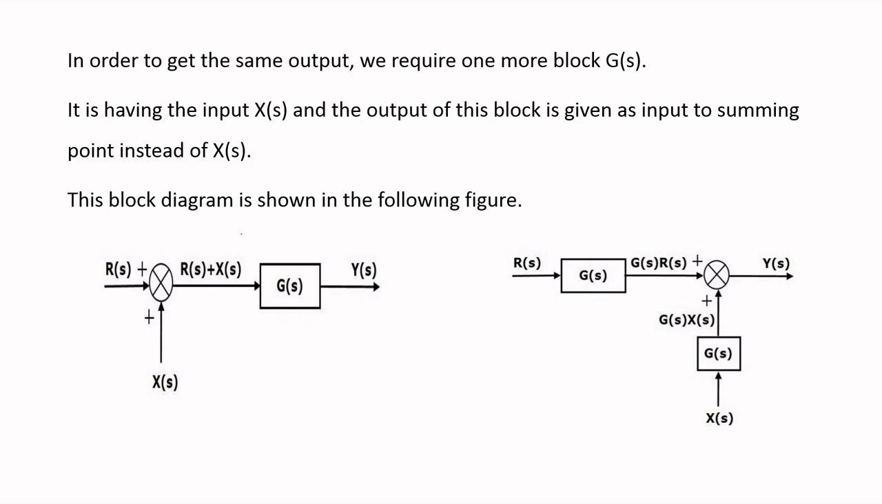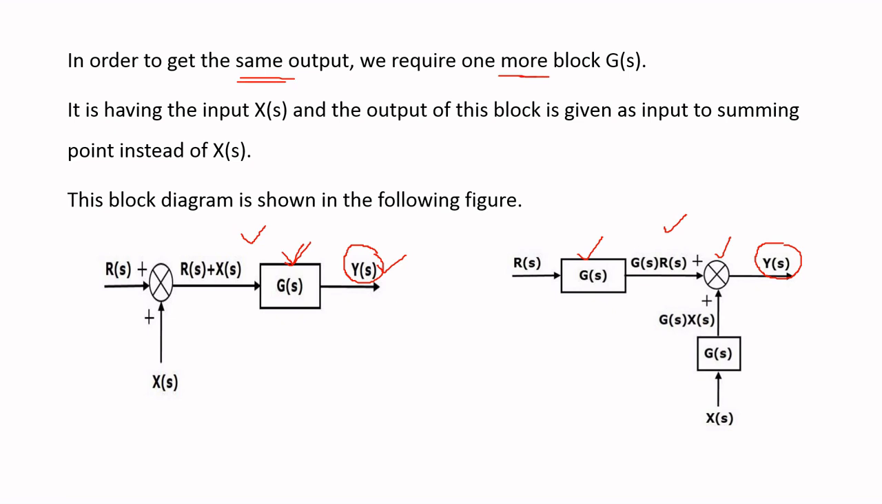This is the block diagram with the summing point before the block, and this is the block diagram with the summing point after the block. From these two block diagrams, we have to get the same output. Here y of s is the output, and in this also y of s is the output. In order to get the same output, we require one more block, that is g of s.